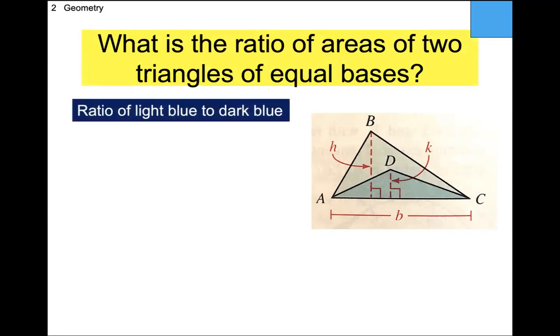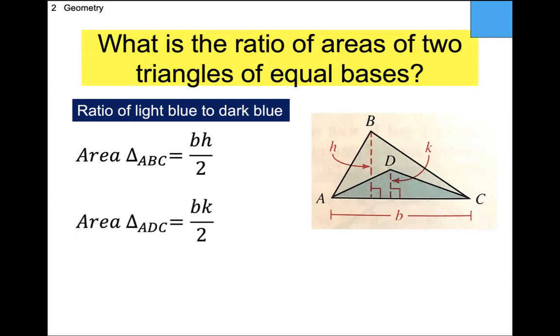Now these two triangles share the same bases. They do not share the same heights. The previous one, they shared the heights. So let's see what happens to that ratio if they share the same base. So the blue triangle, the big one: the base is B, the height is H, so BH over 2. And for the dark one, the base is B, the height is K this time, so BK over 2. And if I write the ratio of those two areas, I would get that.